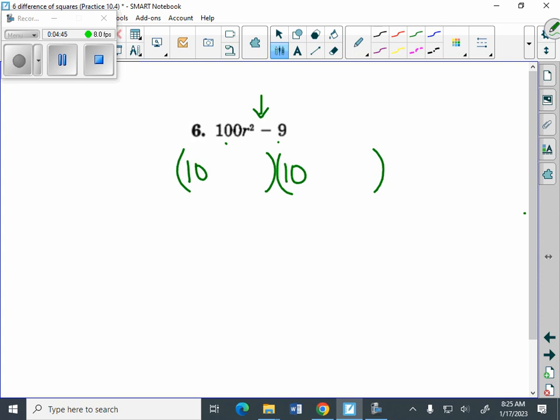Because we want the same values in both parentheses, well, we can take the square root of r squared, it's r. And if you don't like r, use x. It's not going to make any difference. There are a lot of different variables on this paper. Square root of 9? Well, 9 is 3 times 3. And then finally, difference between two squares, different signs. And we factored this. By the way, if we double distributed or we multiplied these two parentheses together, we would end up with 100r squared minus 9.